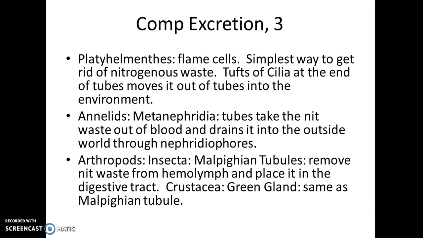Now, if we're going to talk about comparative excretion, we need to first talk about platyhelminthes, flatworms, because they were the first ones to have a specialized structure to get rid of ammonia, and those are flame cells. They are tufts of cilia at the end of tubes, and they move the ammonia out of the tubes and into the environment. Annelids have metanephridia, which are tubes that take the nitrogen waste out of the blood and drain it to the environment through nephridiopores. Now, they have two nephridia or metanephridia per segment.